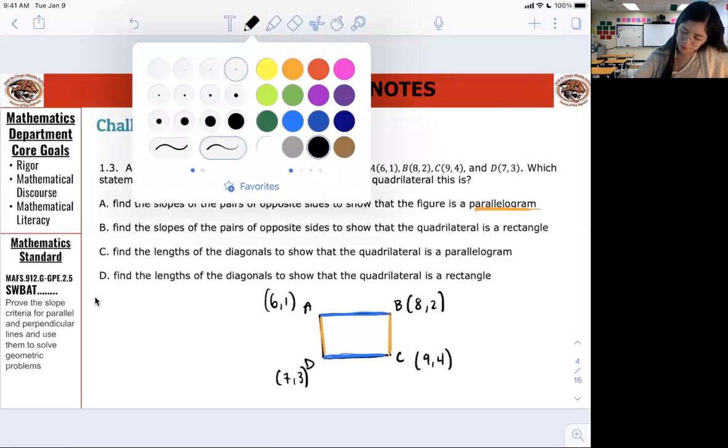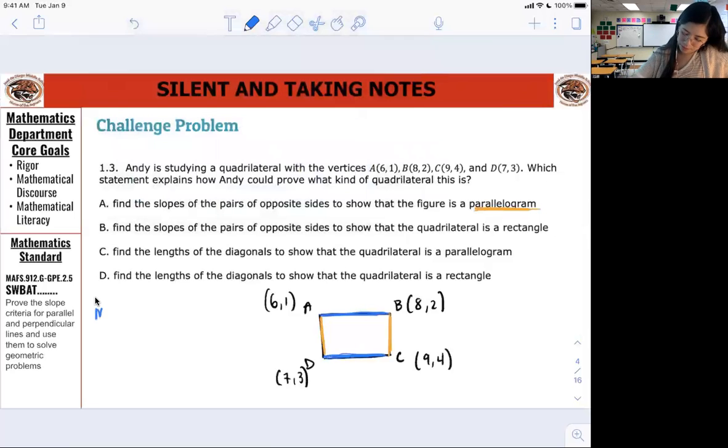Okay. Starting with, let's do our blue sides. The slope of AB. So we're doing 2 minus 1 over 8 minus 6. What do we got? 1/2. What about DC? This would be 1/2 too, also 1/2, yeah? 4 minus 3 over 9 minus 7. So those are parallel. What about our orange sides?